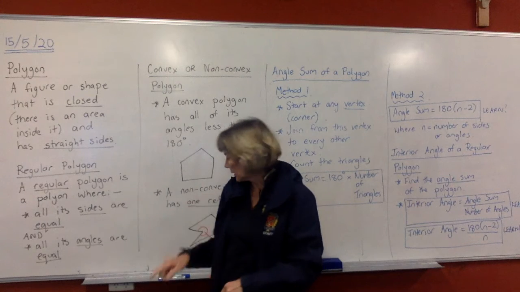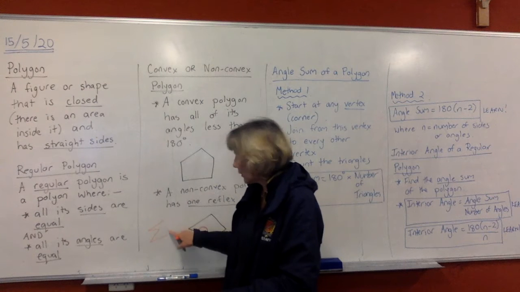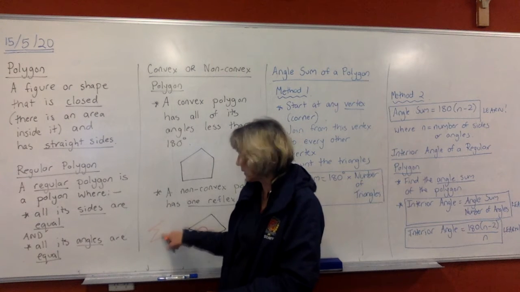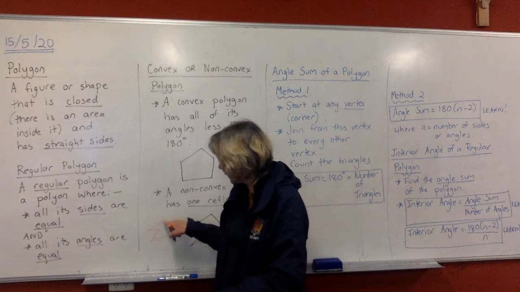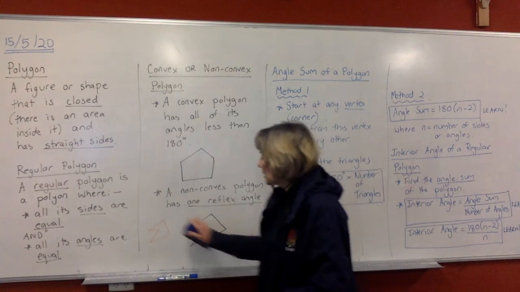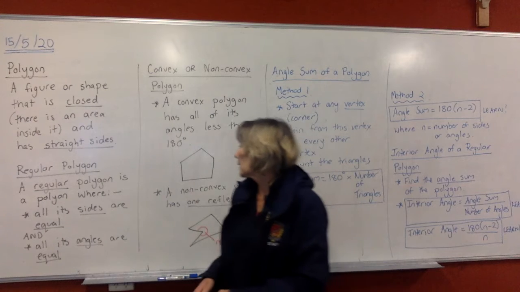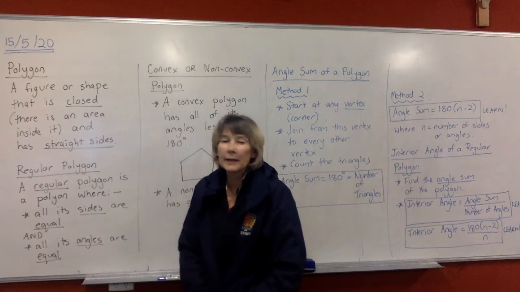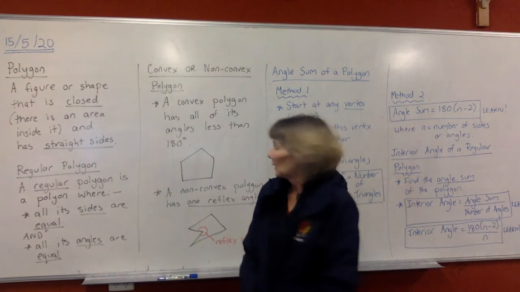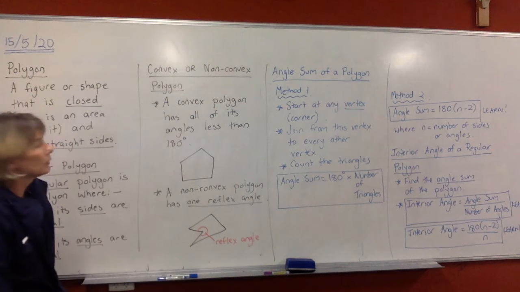So you wouldn't have something like this with no side there. Like imagine putting some animals in that area there, they just walk straight out. Okay, so it's closed. And it has straight sides. You can have any number of sides, just no curves. Okay, so in a regular polygon, the word regular means that the sides have to be equal and the angles have to be equal.